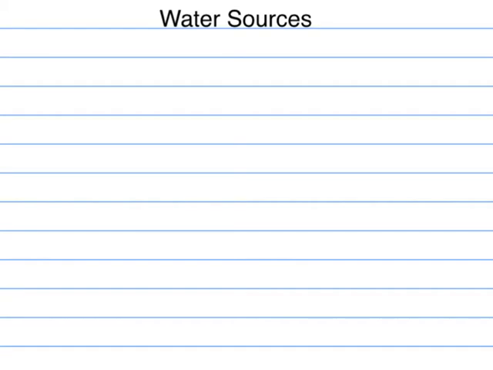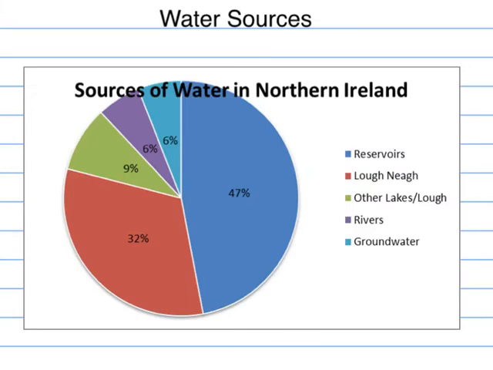Water can come from four main sources. The first one is rivers. There's also lakes, reservoirs and aquifers, which are wells or boreholes. Now we can have a look at some data for the water sources in Northern Ireland, and you can see on here that the biggest source is reservoirs. There's also one loch, but then we've got other lakes and lochs, rivers and groundwater. So that groundwater is water that you find underground which you can actually access.